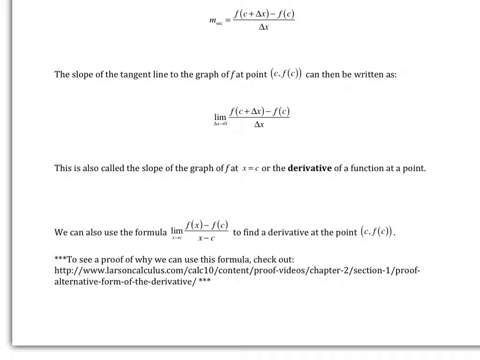We will be using derivative a lot. Really, what a derivative is, is just slope. But it's a little more complicated because we can't just easily find the slope of a curved line, so we need to find the derivative.